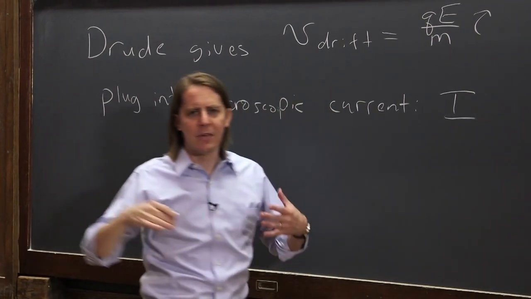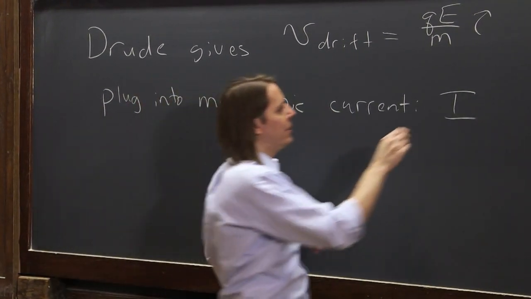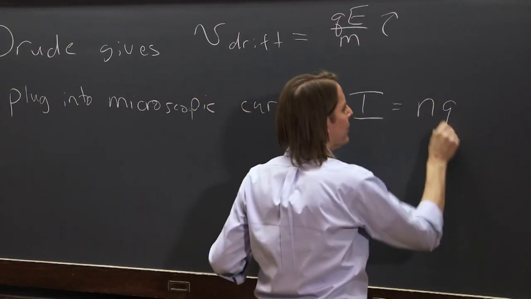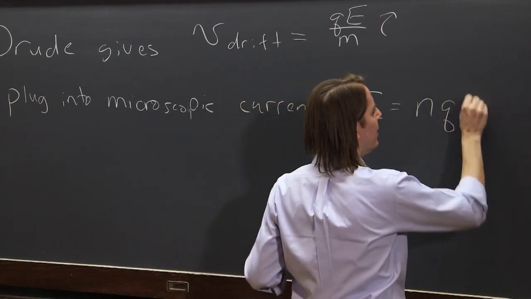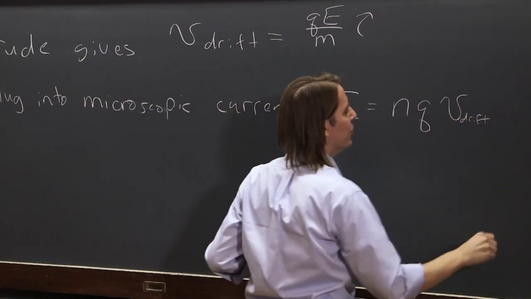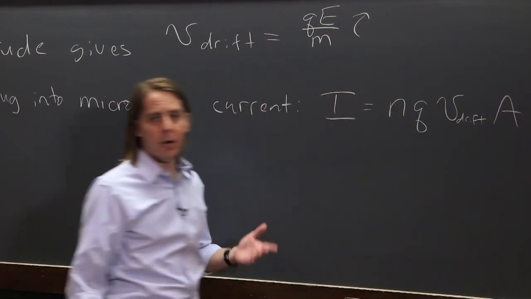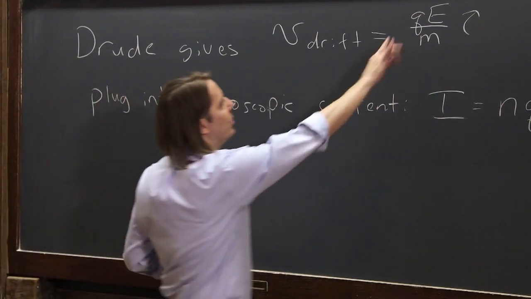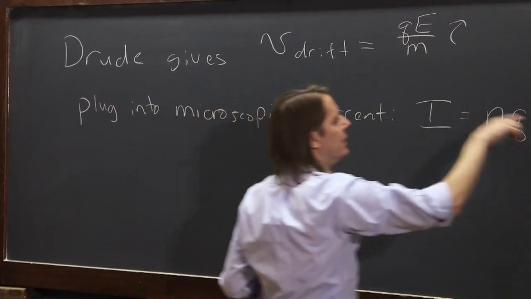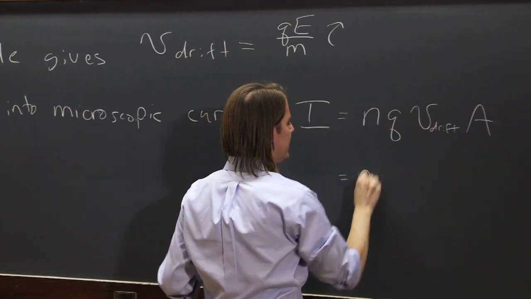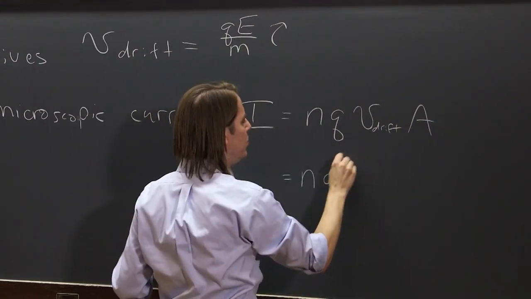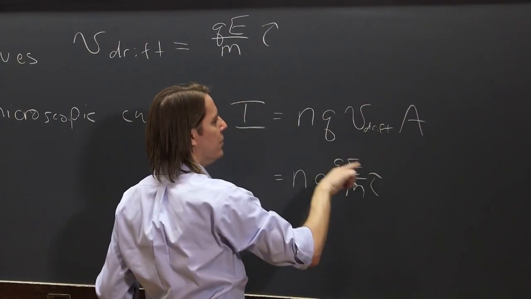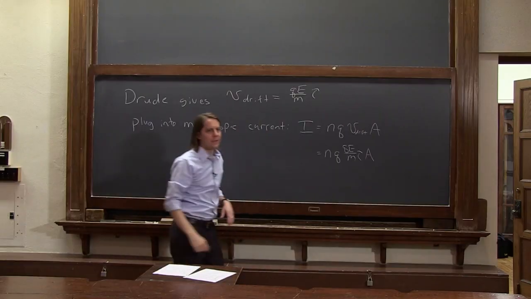So we said that the current, if you think of it as a flow of charged particles past some area, depends on the density of the charged particles, how many there are per unit volume. It depends on their charge. It depends on the drift velocity, how fast they're going, and it depends on the cross-sectional area of the wire. So all we have to do is plug in our Drude drift velocity for V drift. And we get N times Q, and then Q E over M, tau. So there's V drift, and then times the area, like that.